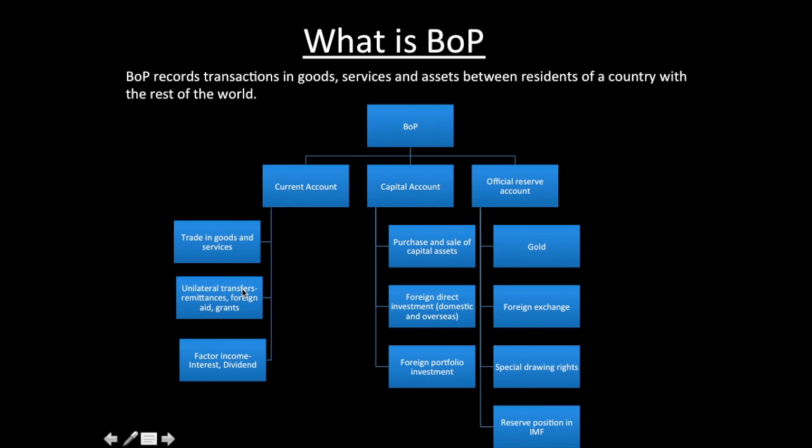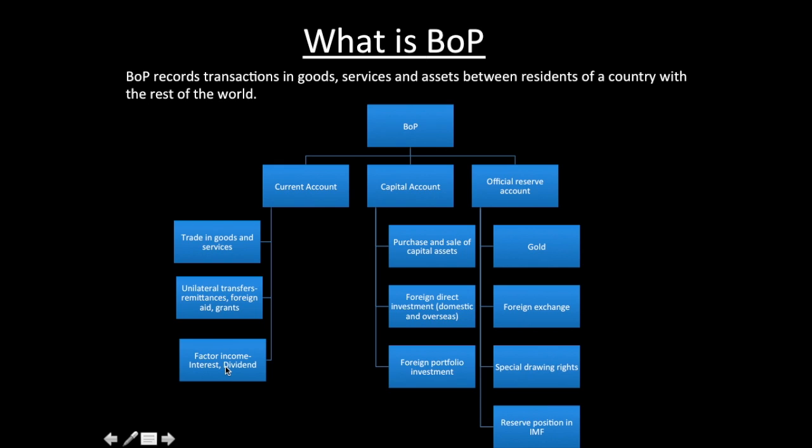What are unilateral transfers? These are transfers which do not create a liability or a counter liability for a domestic country. For example, if India receives remittances from NRIs from around the world, it does not have to pay those people back in any terms. So those are unilateral transfers. Similarly, when India receives foreign aid or grants from any country, it does not need to pay them back. So those are unilateral transfers.